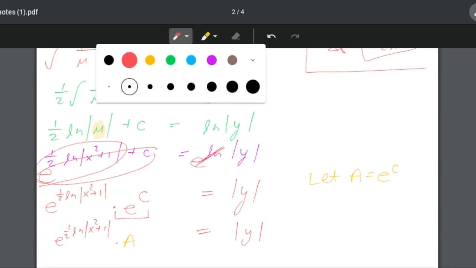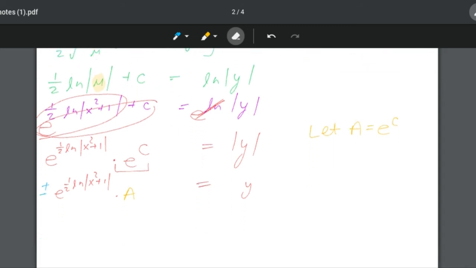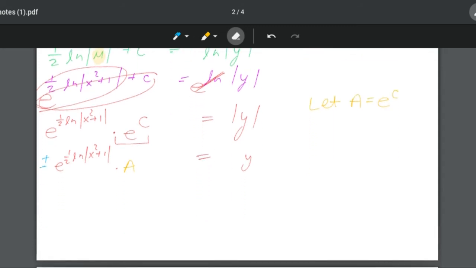And we said the trick to getting rid of absolute values is just putting a plus or a minus on the other side. And that literally allows you to get rid of your absolute values right there. So I'm just going to clean this up a bit. I'm going to switch sides of the equation. I'm going to put the y over here. We've got y equals plus or minus, and I'm going to put the plus or minus with the a, times e to the 1/2 ln of absolute value of x squared plus 1. So we got y by itself.